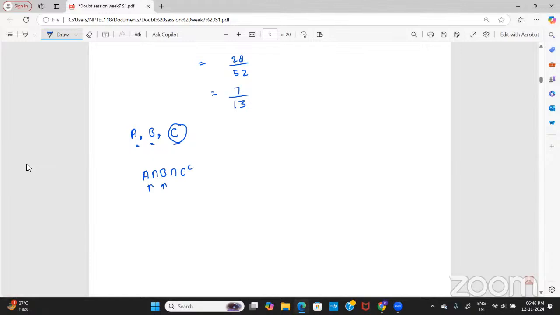Either A or B, but C is definitely included. So either A or B will be A union B. And C we have to include definitely. C must be included, so it will be the intersection with C.